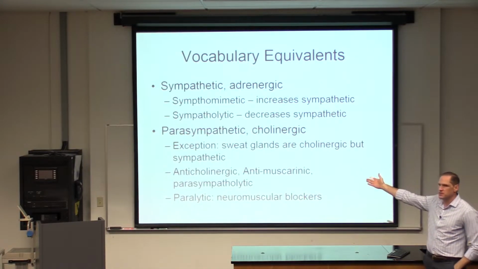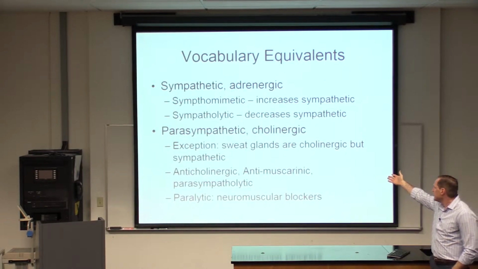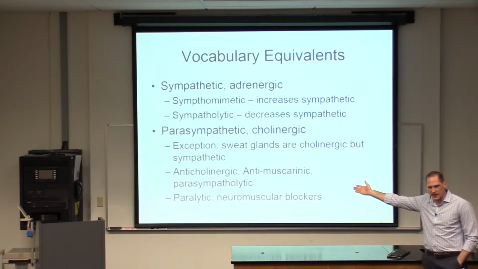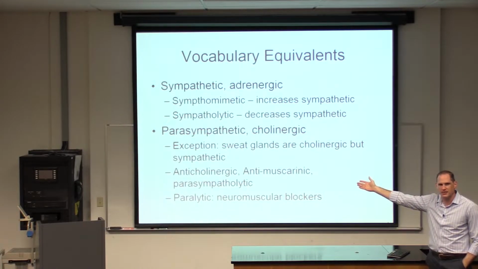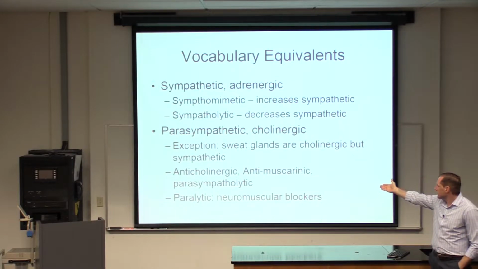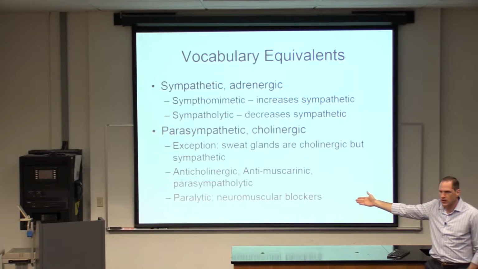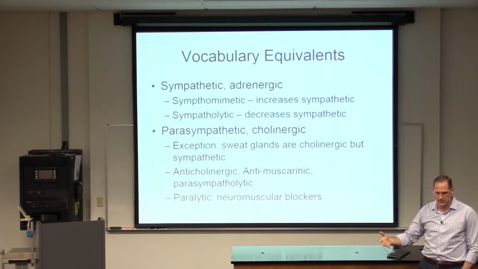Same thing happens with the parasympathetic. That's called cholinergic, which refers to the receptors. The exception there, of course, is sweat glands. I feel like I'm talking about nothing but sweat. Anticholinergic and antimuscarinic and sympatholytic, parasympatholytic are all synonyms.